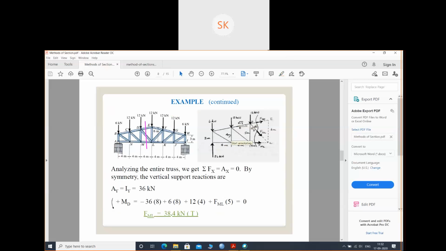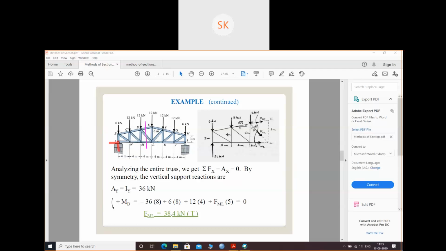This is the free body diagram of this left part. This is 6 meter, this is 3 meter, so this will be slanted. This is a visualization, and you can also find it from normal trigonometry. This is 6 meter, this is 6 meter, this is 3 meter, this is 5 meter. This is 4 meter, and 4 meter, 4 meter, 4 meter distances are given to you. Okay, now analyzing the entire truss to find these reactions.